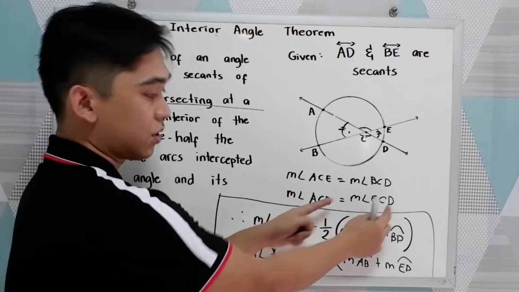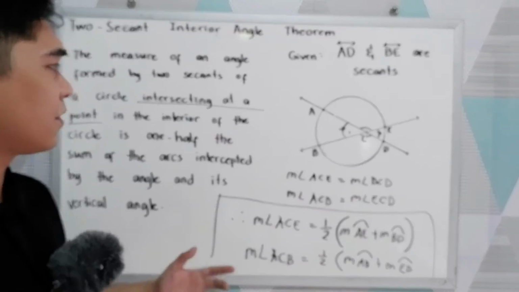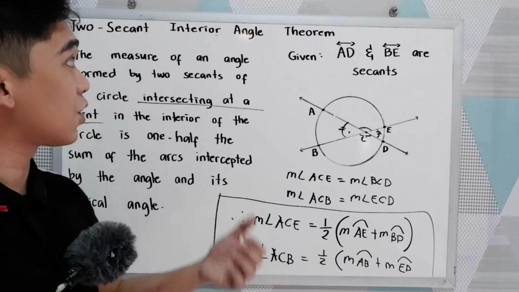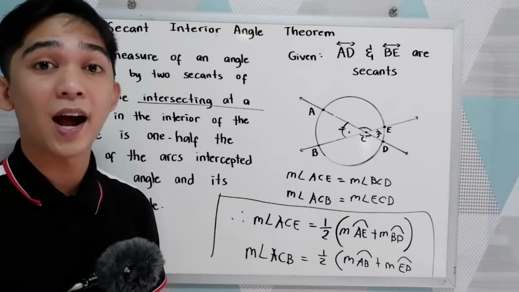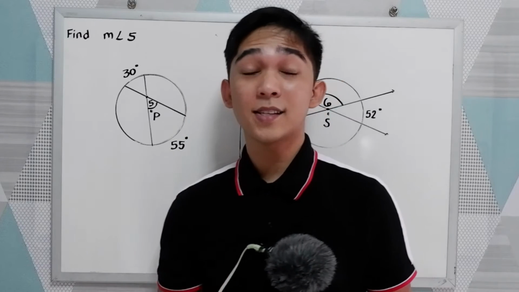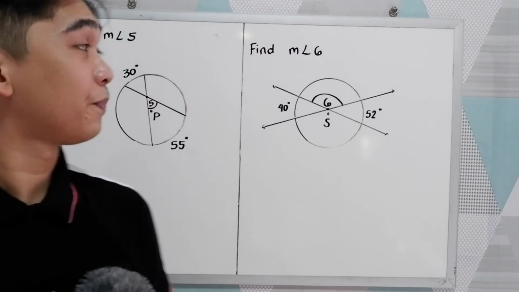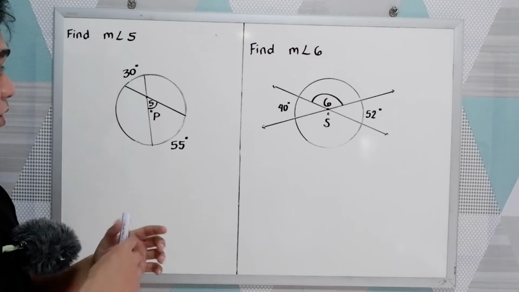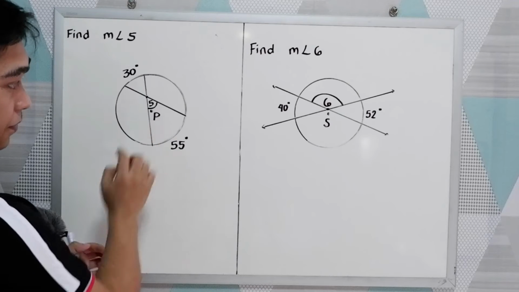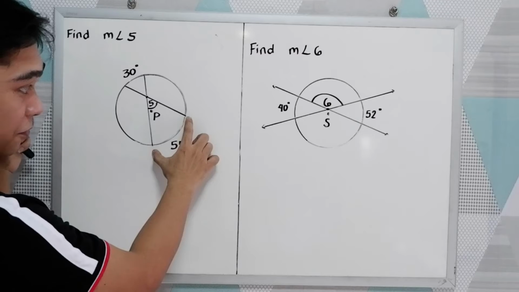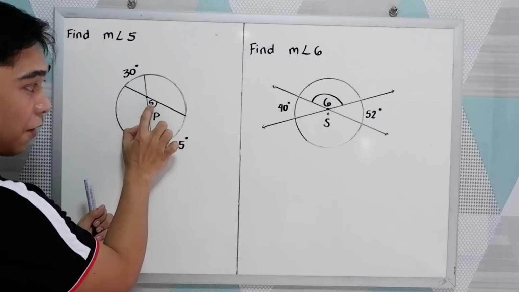Now, to better understand this theorem, the second interior angle theorem, let's have some exercises. Find measure angle 5. Given the circle P and the intercepted arcs, we have 30 and 55, and this is our angle 5.